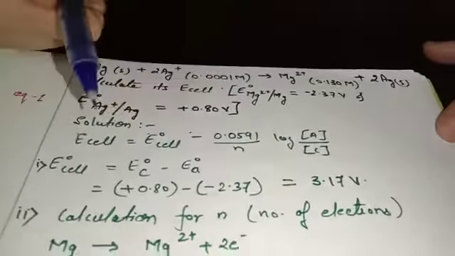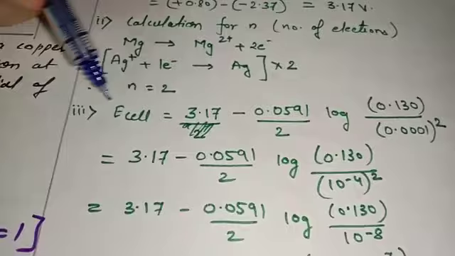Second step, calculation for the N. N is the number of electrons. Magnesium gets converted into Mg2 plus ion by releasing 2 electrons, whereas silver ion by gaining 1 electron gets converted to silver. We have to make the number of electrons equal on both the sides. Hence the second equation is multiplied by 2 and the final value of n comes to be 2.